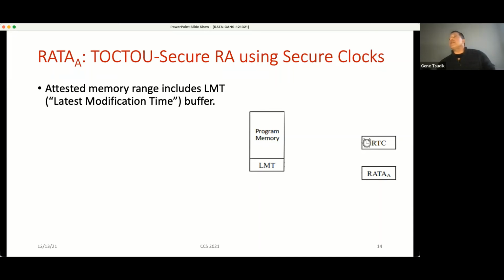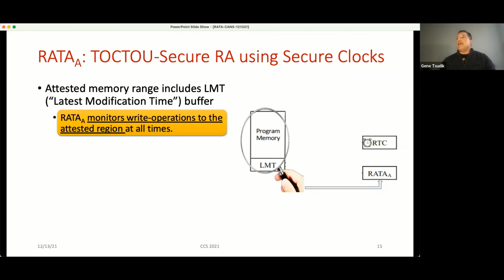The idea is exceedingly simple. We assume that the device, the prover we're talking about, the device being measured, has a very small reserve buffer. We call it LMT, or latest modification time. That buffer could be something like 32 to 64 bits long. So it's fixed length, and its exact bit size depends on the granularity of the clock. We assume there is a secure clock we call RTC, or reliable real-time clock.